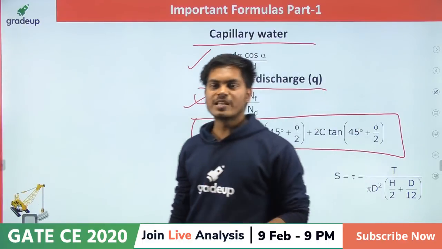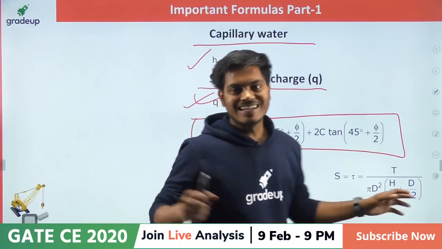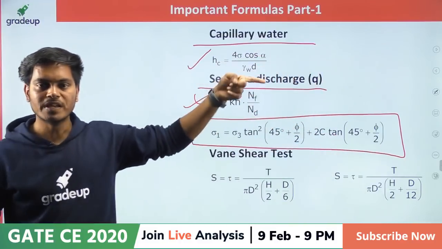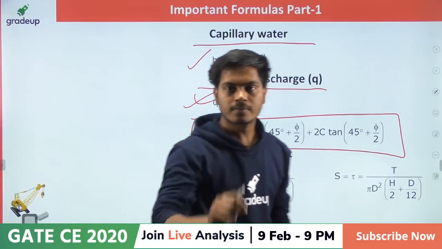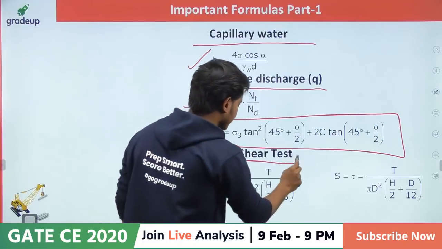Morning strategy. What should be the morning strategy? Just wake up early, have a good bath, listen to good music, get ready and go to your center. Whatever revision is there, do it at night. Take the ultra short notes along and revise in the morning. All right, clear. Next is the vane shear test.